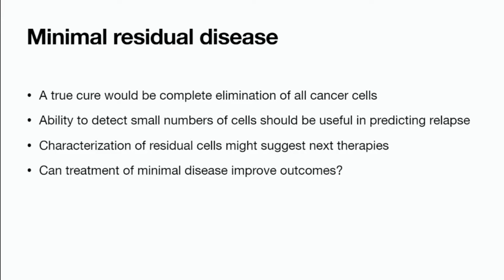And then there's a couple things you can do if you do, in fact, detect these residual cells. One of the things you can say is, well, are these residual cells different from the original cancers? Can we look at them, and would looking at their genetics, for example, suggest new therapies that they might respond to? And the other question is, of course, if we really do detect tiny numbers of cells, does that imply we should then try to give additional therapy to try to eliminate those small numbers of cells? And will that additional therapy benefit the patients?